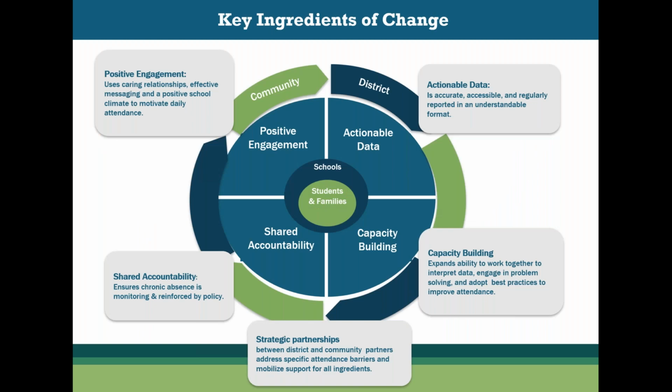Ultimately, this is about putting in place these kinds of key ingredients of change. You need actionable data with shared accountability, and then you need to build the capacity of schools and community partners to be able to engage kids and families in a positive way before they miss so much school that they're academically behind. And you can use the data to figure out who needs the support of school and community partners as early as possible before those kids fall behind.